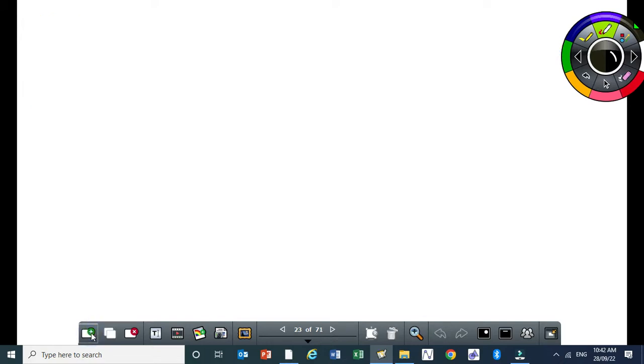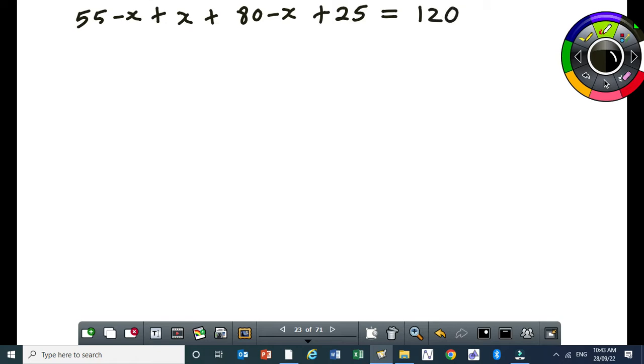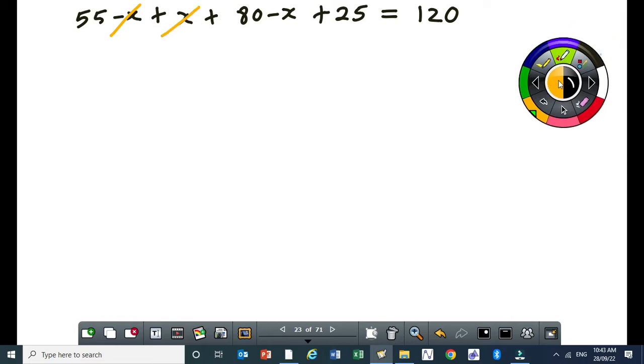I'm going to solve for x. So if I want to solve for x, it will be 55 minus x plus 80 minus x plus 25 equal to 120. Then minus x and positive x cancel out.